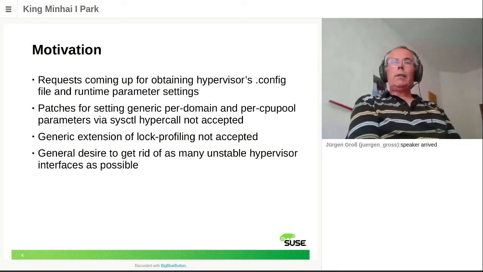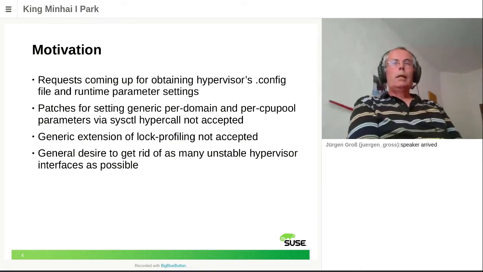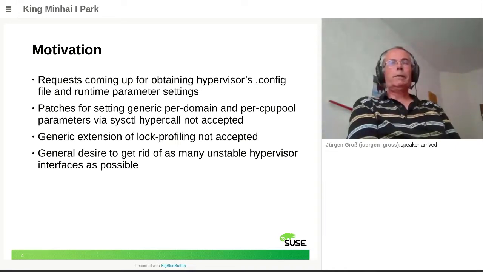So what is the main motivation of doing something like the Xen hypervisor file system? There have been several requests in the past for obtaining special data from the hypervisor. There were some requests for obtaining the .config file, which was used for building the hypervisor, or for retrieving runtime parameter settings. Those were raised by customers of SUSE. So, for example, the config file contains interesting information like for how many CPUs was the hypervisor configured, is memory above 5 terabytes or 60 terabytes supported, is any special feature available in the hypervisor or has it been compiled away? So this is rather interesting.